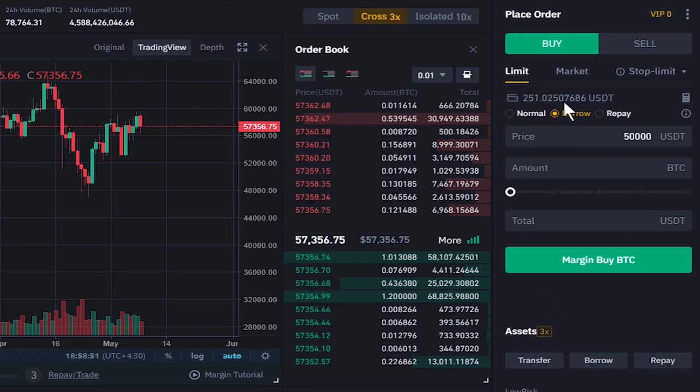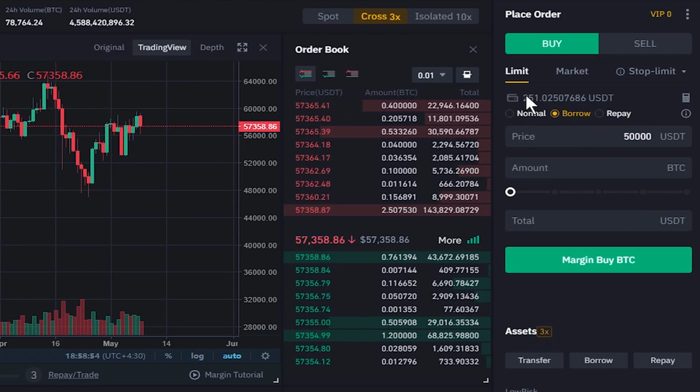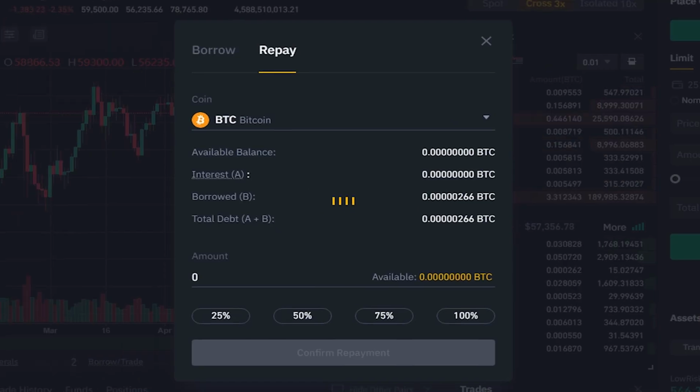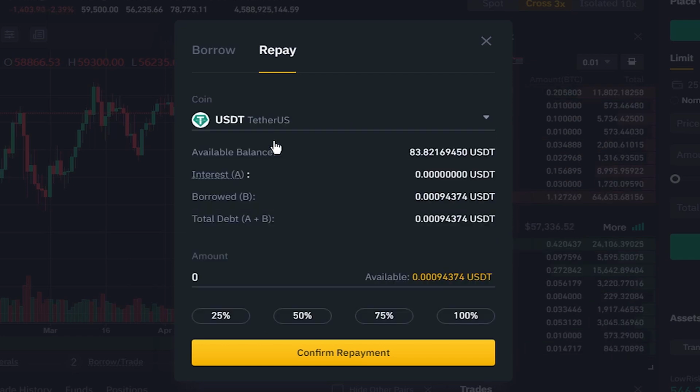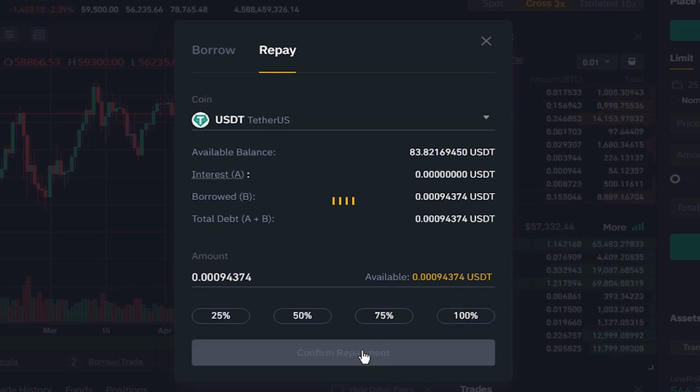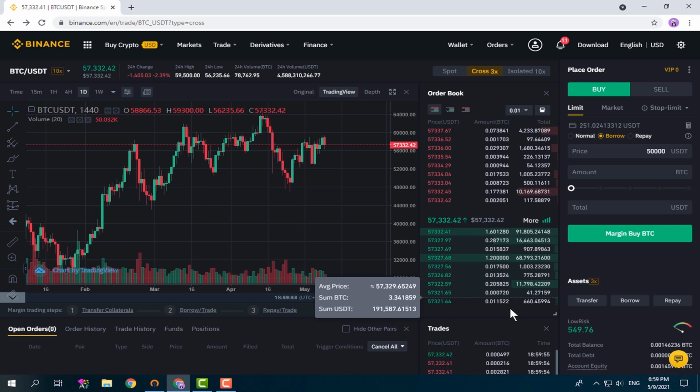Here you see that we have our full leveraged fund back in our account. And if we click on repay and search USDT, you see that our debt is repaid automatically and just a very small amount remained as borrowed, which is actually the amount of interest which is not paid yet. We click on 100% to repay all the remaining debt, we confirm the payment and the request is approved.